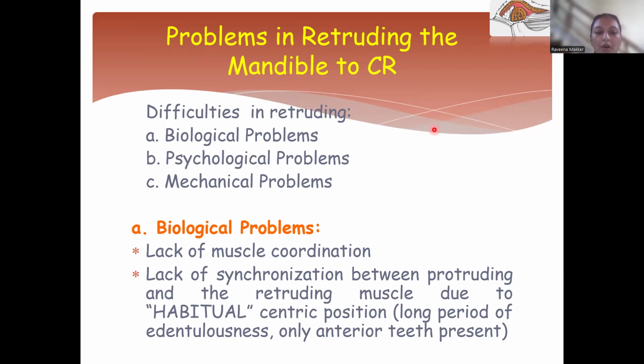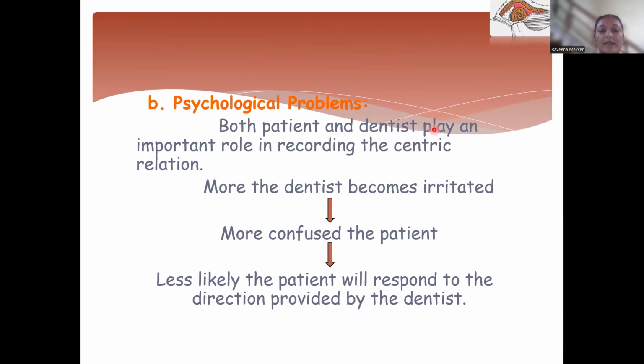First is biological problems. It may be due to lack of muscle coordination, a lack of synchronization between protruding and retruding muscles due to habitual centric position. This happens usually in patients with a long period of edentulousness where only anterior teeth are present. Then psychological problems: both patient and dentist play an important role in recording the centric relation. Now, the more the dentist becomes irritated, the more confused the patient will be, and the less likely the patient will respond to the direction provided by the dentist.